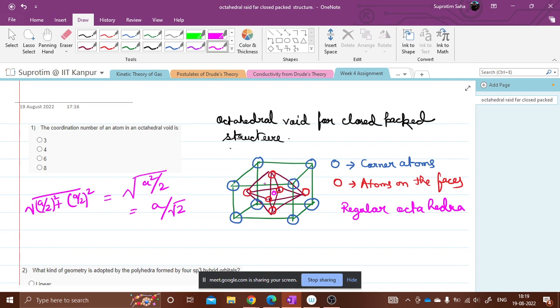So the octahedra: 1, 2, 3, 4, 5, and 6. So there are 6 neighboring atoms. So automatically the coordination number of an atom in an octahedral void is 6, right? So the correct answer would be 6. There are 6 nearest neighbor atoms on the octahedral void side.